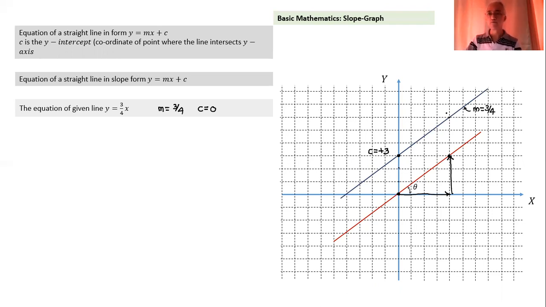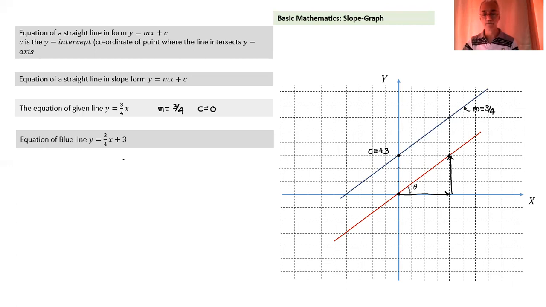So what will be the equation? We have found the value of m, we have found the value of c. Hence we can write the equation. What is the equation of the blue color line? y = 3/4 x + 3.